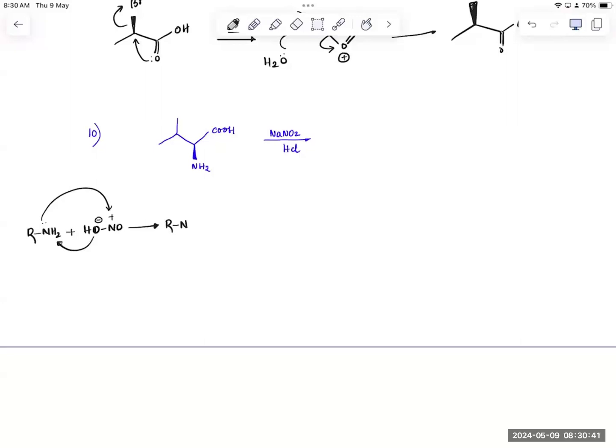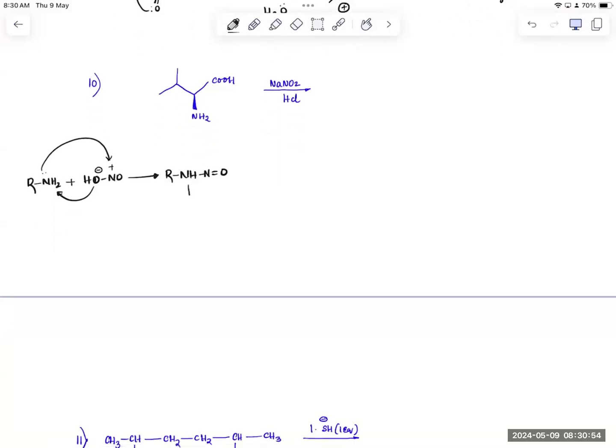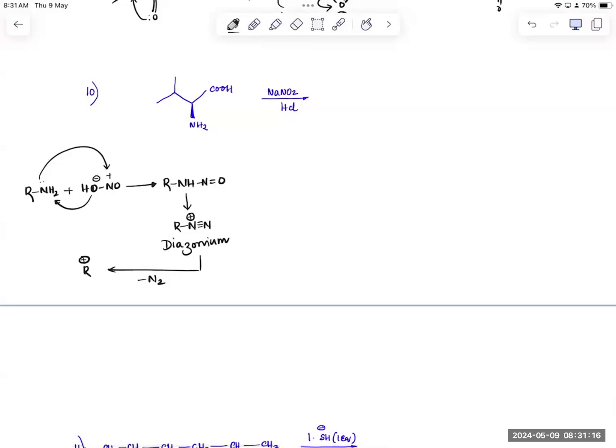So we will get something as N triple bond. First we will get this N double bond, sorry, NH, then we have N double bond O. Afterwards, if you remove the water molecule, you will get this as R N triple bond N plus. This is called diazonium salt or diazonium ion. And diazonium ions are highly unstable. They will easily come out as N2 gas, leaving behind a carbocation. Generally, they leave away a carbocation. This is what we are expecting.